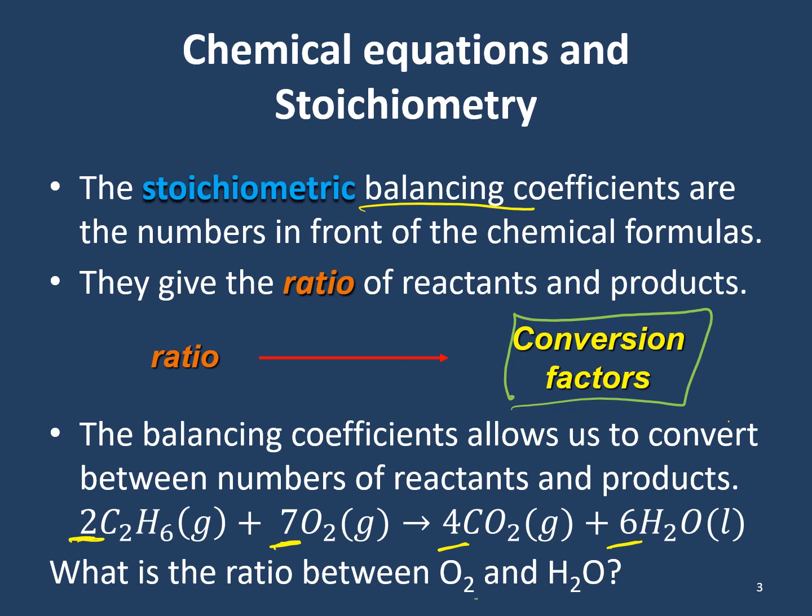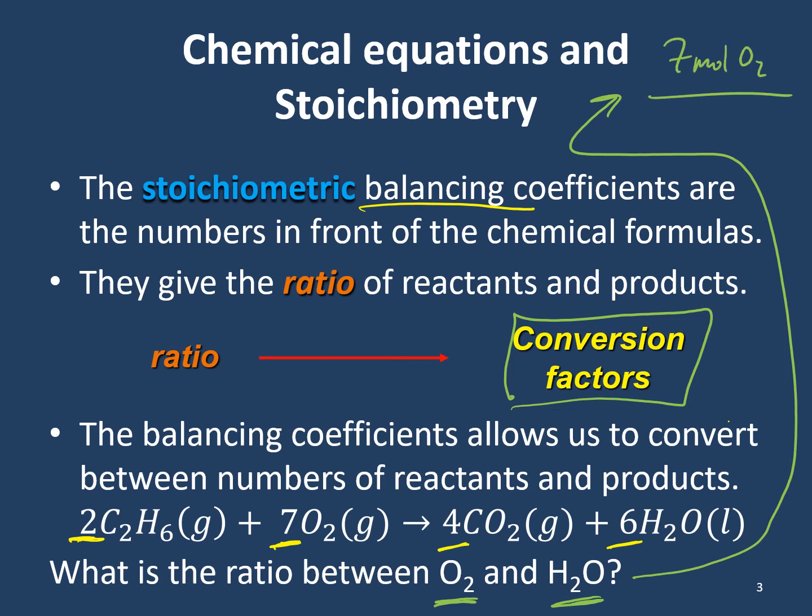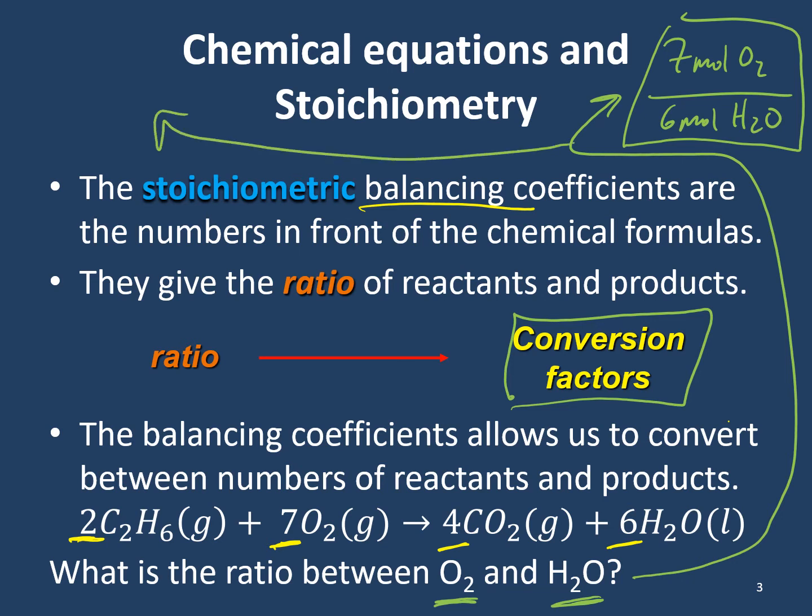For instance, if we look at the ratio between oxygen and water, we can actually get 2 different conversion factors. I could have 7 moles of O2 over 6 moles of H2O. And this is one conversion factor I can use for the ratio between oxygen and water. The other option would be 6 moles of water over 7 moles of O2. And where am I getting these numbers from? Well, pretty straightforward. I'm getting the numbers from the balanced chemical equation.